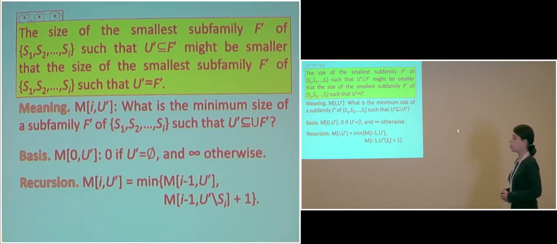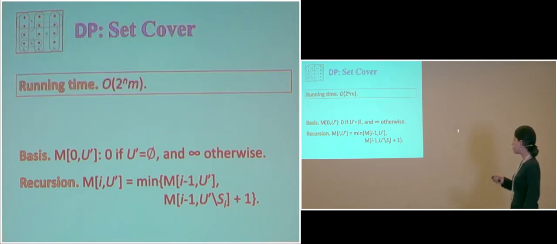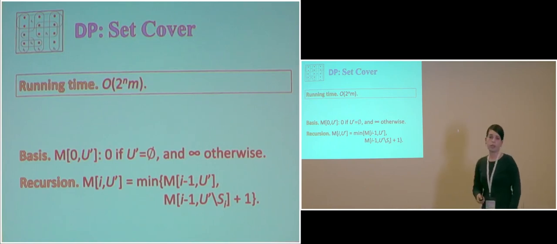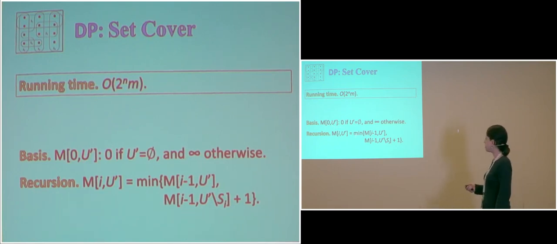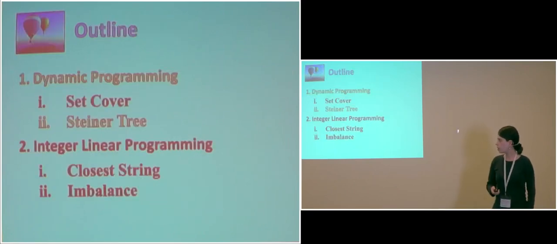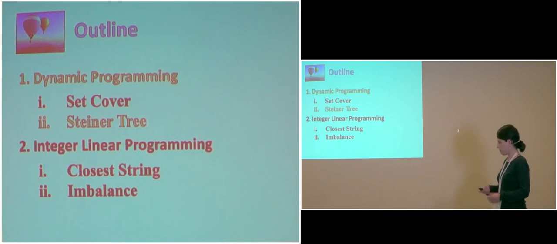Now let's go to a more interesting example, and we will see that the meaning of the entry is very important here. I just want to mention that here the running time is 2 to the n, because let's look at how many entries we have. We have 2 to the n times m, and the computation in every entry is constant. Okay? So now let's look at a more interesting example, that of Steiner tree.